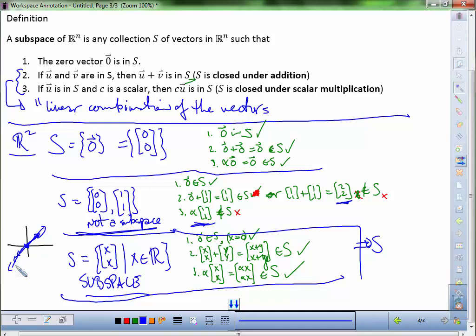It's a line. It's a subset of R2. It's a subspace of R2. It is a line. Do you see that line? So this is really a line, or the line x is equal to y, or y is equal to x. That's just another way to express that.